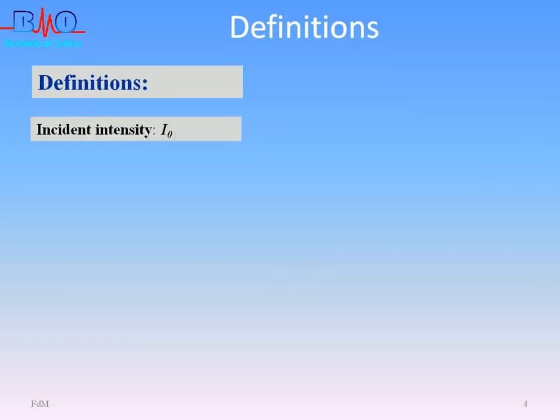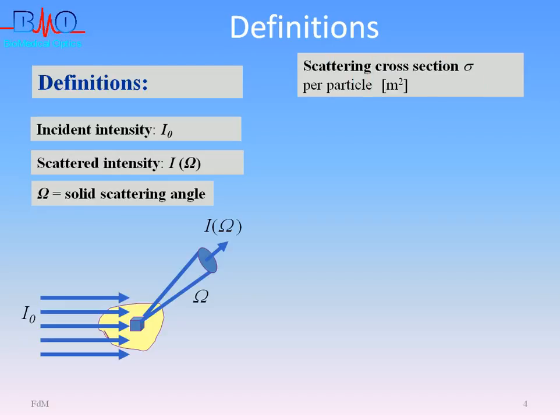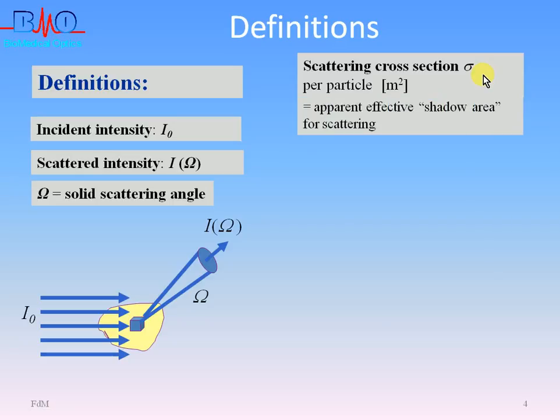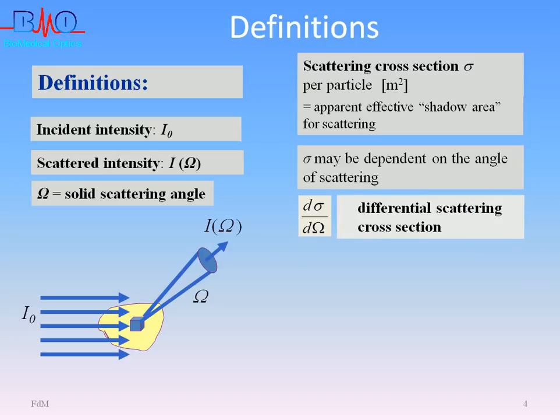First, the incident intensity. The scattered intensity, I of omega, in which omega is the solid scattering angle. And we define the scattering cross-section sigma per particle in square meters or square microns. That is the apparent effective shadow area for scattering. And that sigma may be dependent on the angle of scattering. It is expressed in d sigma d omega, the differential scattering cross-section.